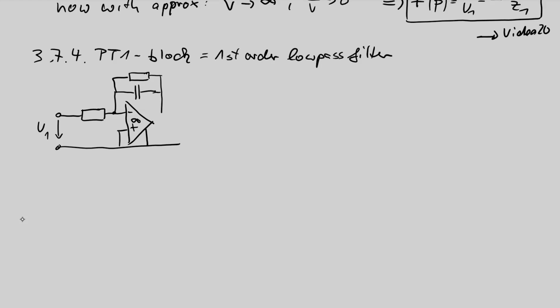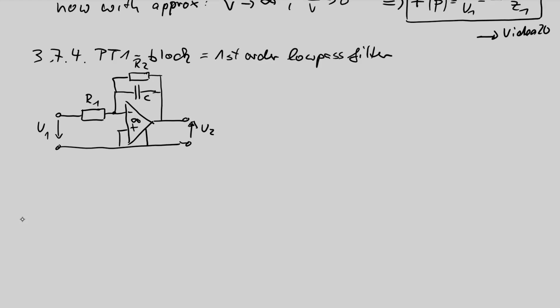So this is the circuit. A note: to hide the minus sign out of my equations, I use this direction of my U2. Two resistances, so we need indexes. This is R1, this is R2, this is C.